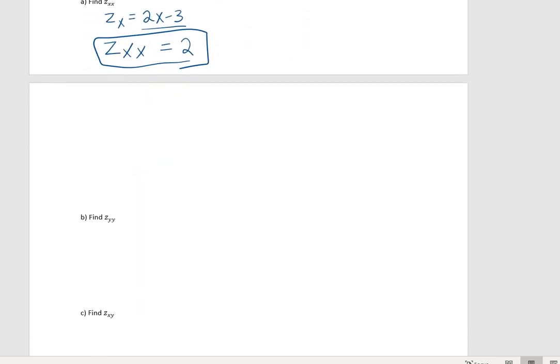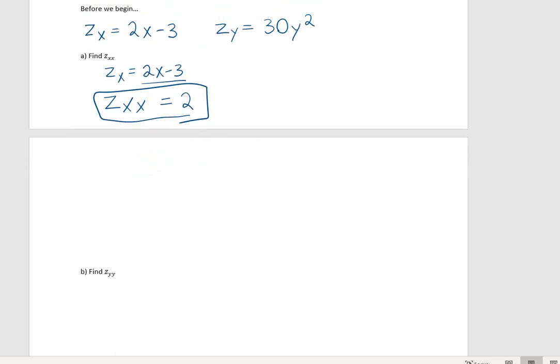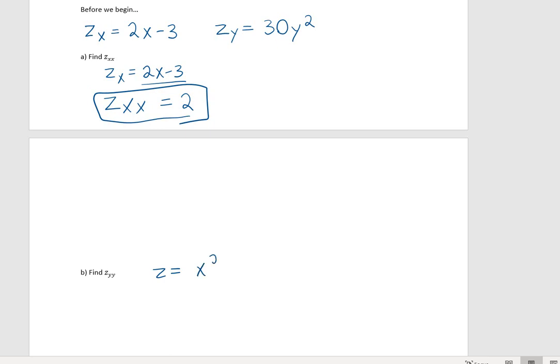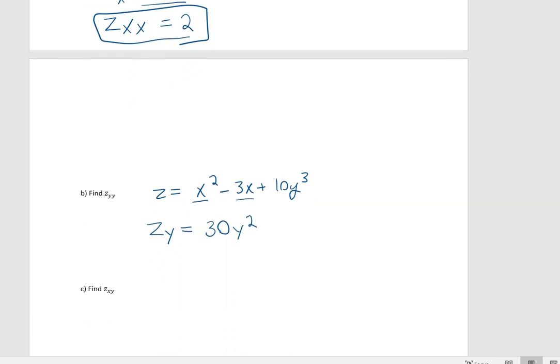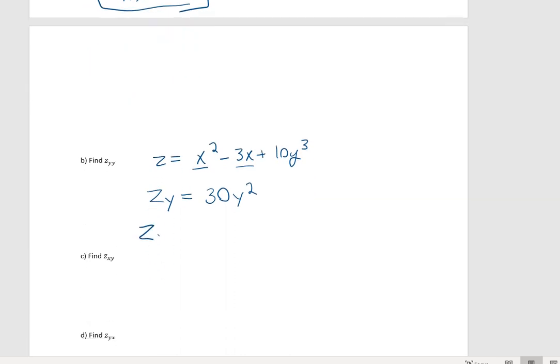Alright, now on the next one, we want to find z sub yy. So again, what that means is you're going to take your original function, and you're going to find the derivative with respect to y. So let's see, that's a constant and that's a constant since we're doing it with respect to y, so that would be 30y squared. And then what the second y means is take the derivative again with respect to y again. So the derivative of this guy would be 60y.